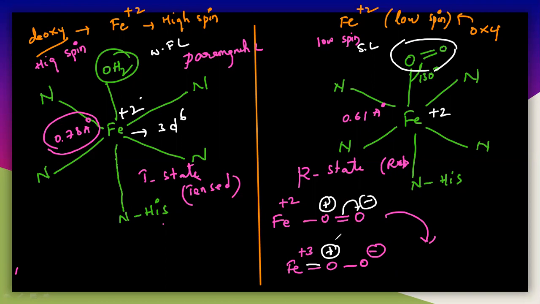+3 will never happen generally before the binding of oxygen with the hemoglobin. So +3 is a resonance structure of the oxyhemoglobin.